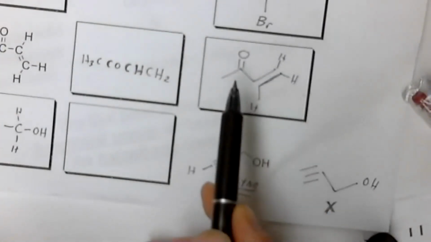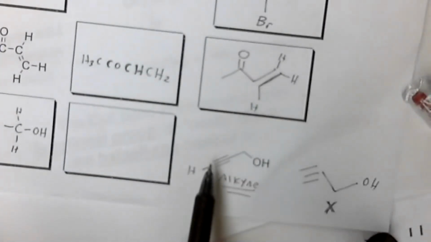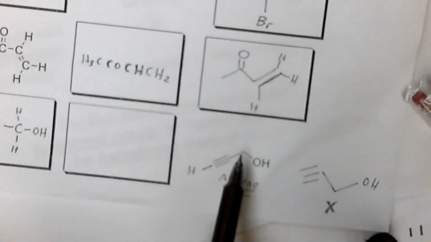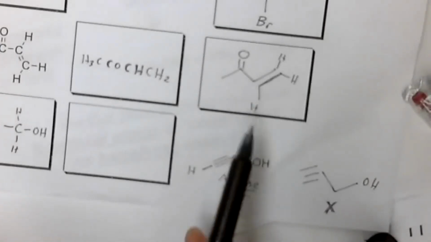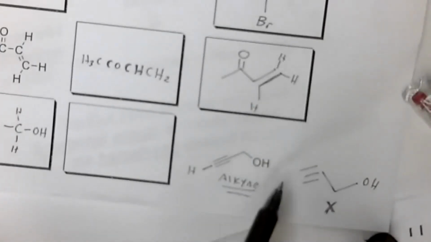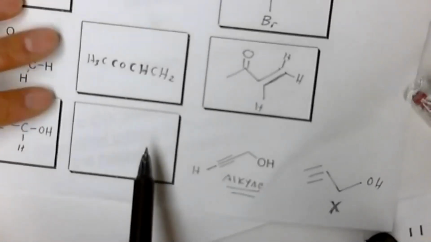In this case, this is 4 atoms: 1, 2, 3, 4. In this case, it's 3 atoms: 1, 2, 3, right? So we just draw these a little differently. With the double bonds and the triple bonds, we draw them a little differently. Let's draw the condensed of this guy.